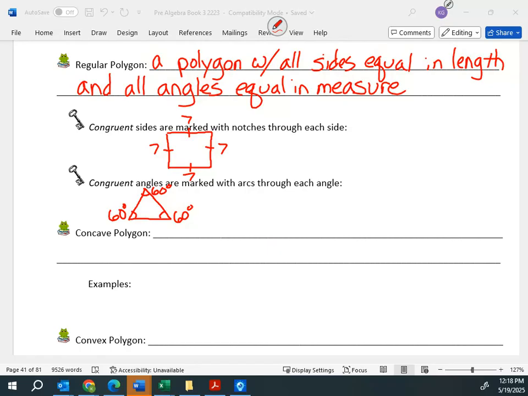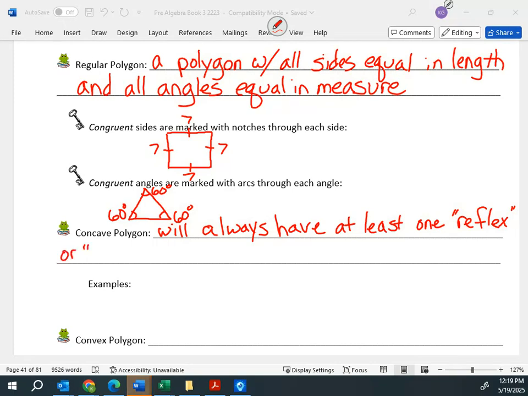Now we have a concave polygon. Concave polygons will always have at least one reflex or interior angle measure between 180 degrees and 360 degrees.